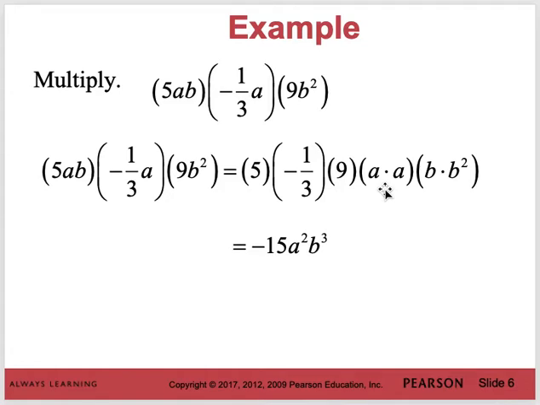Along the right, we took all of our variables and grouped them together by similarity. A times A, that's in the first parenthesis here. B times B squared is in the second parenthesis here. And since both of these a's are raised to the 1st power, I would add 1 plus 1 to get a to the 2nd power, and the b to the 1st power plus the 2nd power, 1 plus 2, is 3. So I'm left with b cubed. So my final answer is negative 15 a squared b cubed.